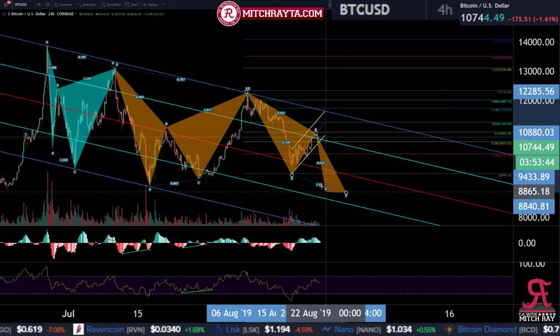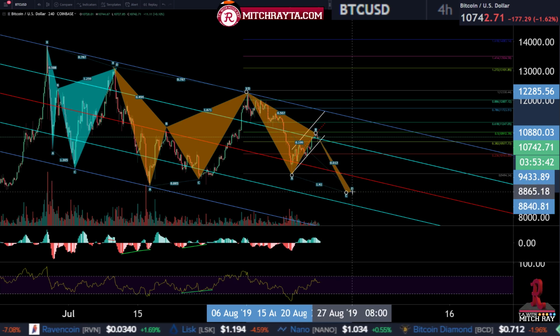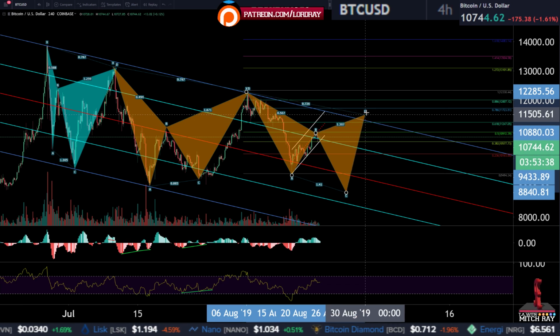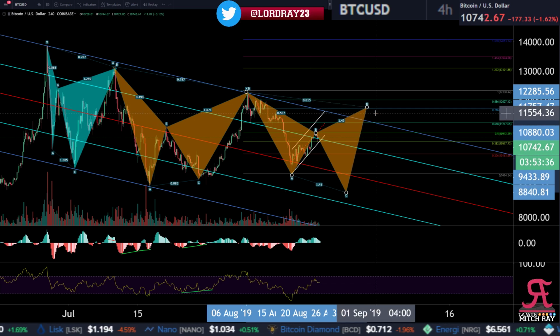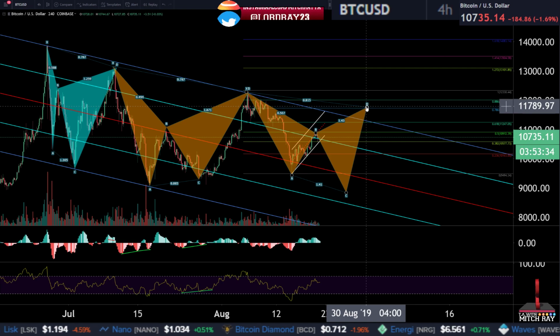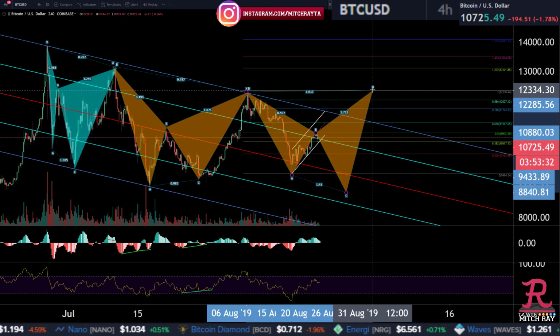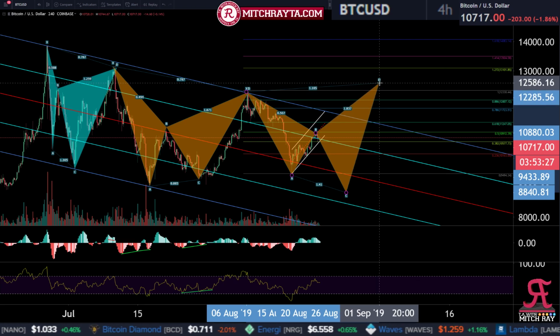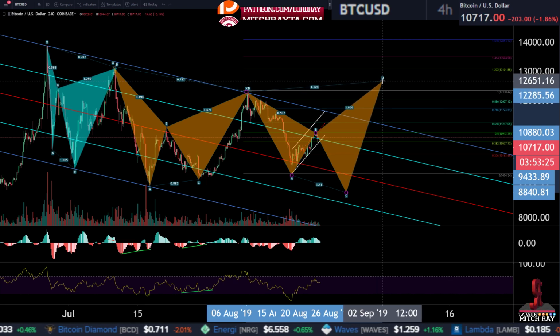If we did run all the way down to a 1.414 fib extension around 8800, there are two patterns that would make. There's the cipher, where the PCZ is at the 786, and then there's the shark, which is at a 113% retrace, which is another PCZ. This is where people would be taking shorts.